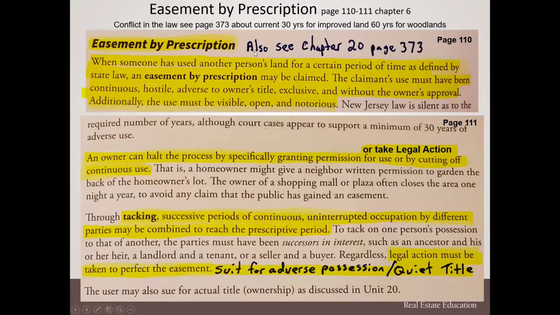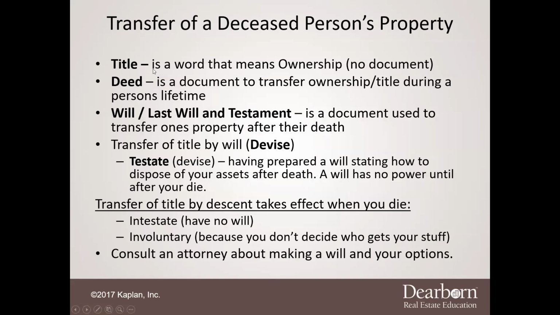So an easement by prescription, let's see, okay, so these are the ones from chapter 6, page 110 and page 111. We'll highlight them later. Okay, title is a word that means ownership. There's no document in real estate called title. It's just a word that means ownership. Now, we could do title searches and then you get title work, paperwork, but there's no single document that proves your ownership called title. Okay.